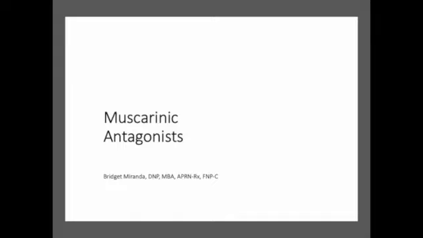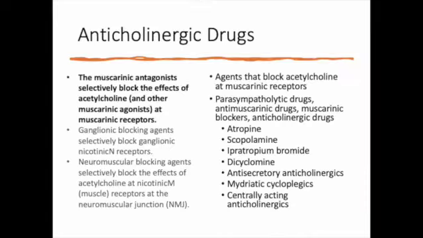This presentation is going to cover the basics of the muscarinic antagonists. Anticholinergics are drugs that will block the activity of the cholinergic receptor. They're acting directly at this receptor, where their main job is to block the actions of acetylcholine.